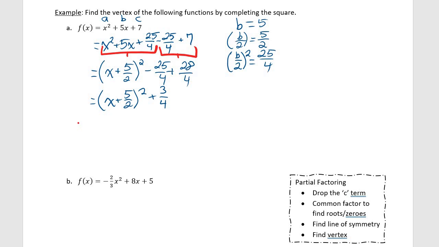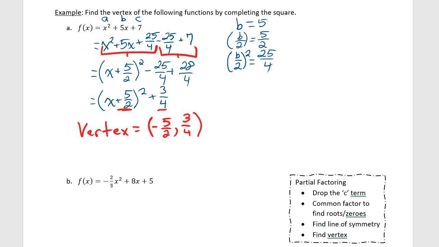That means our vertex is going to be our h and k. So h is in here, but it's the opposite sign. You never trust a number in the brackets with an x. Negative 5 over 2. And our k value is over here, 3/4.